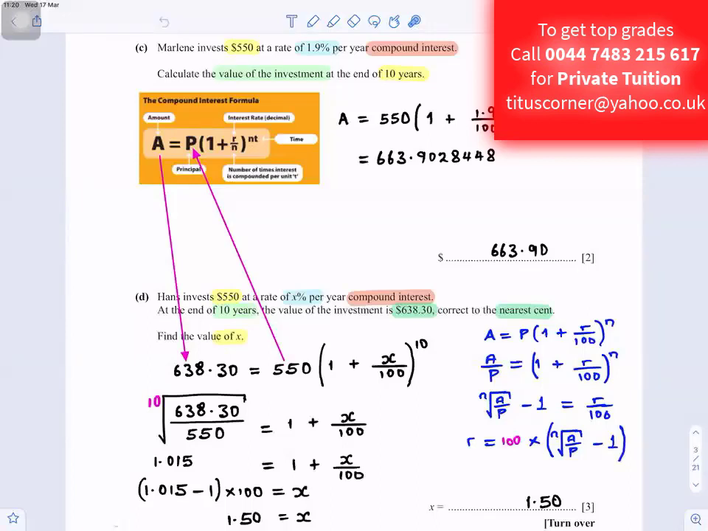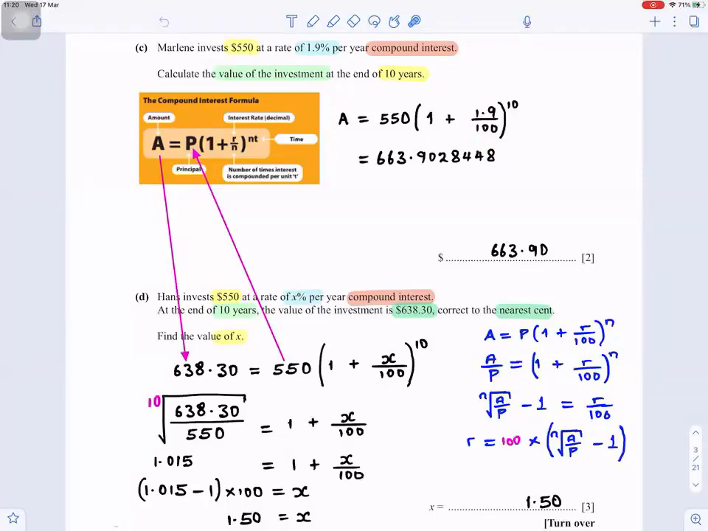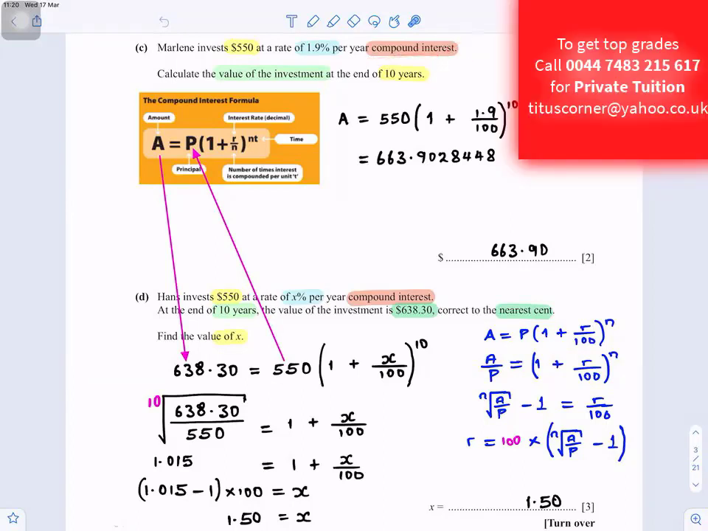For part C, Marlin invests $550 at the rate of 1.9% per year, compound interest. This is compound interest now. Calculate the value of the investment at the end of 10 years.